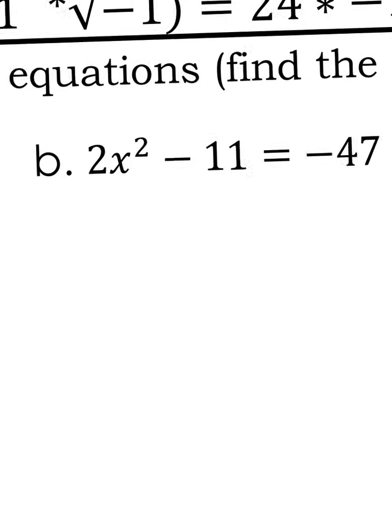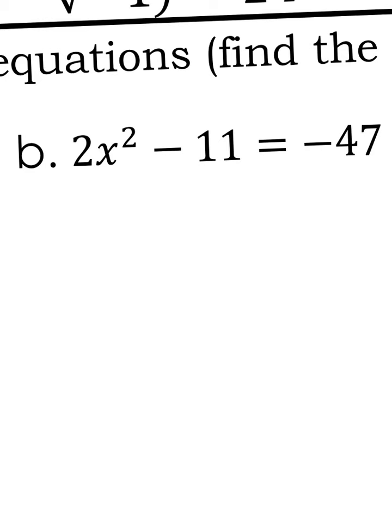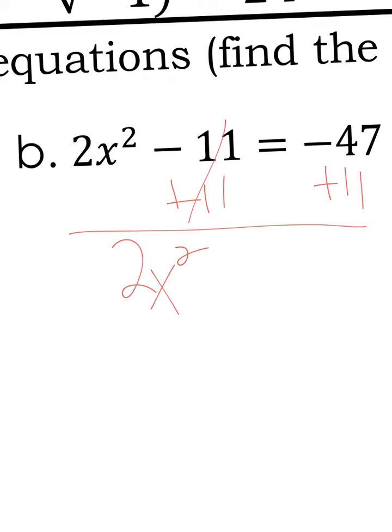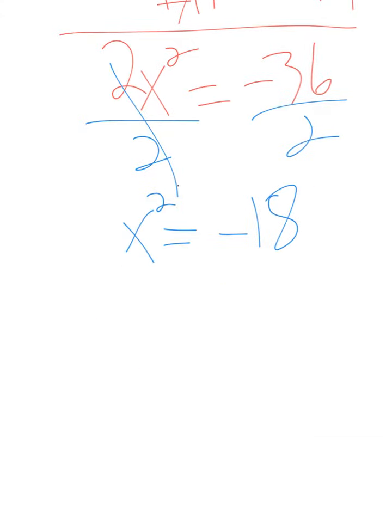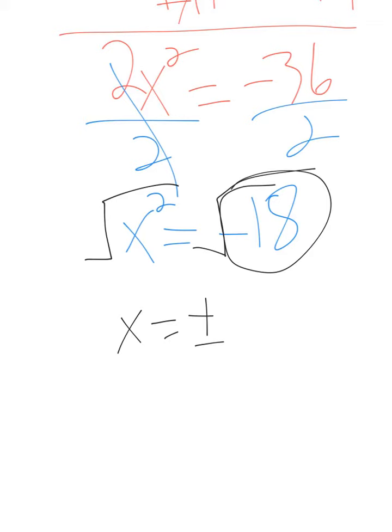Let's do letter B, that's right. I'm going to get everything to one side, so I'm going to add 11 over. So I have 2x squared equals, looks like this is going to be negative 36. And then before you square root, make sure you get rid of that 2. And so I get x squared equals negative 18. So now I need to square root both sides. And so I get x equals plus or minus, and then can I simplify the square root of negative 18?